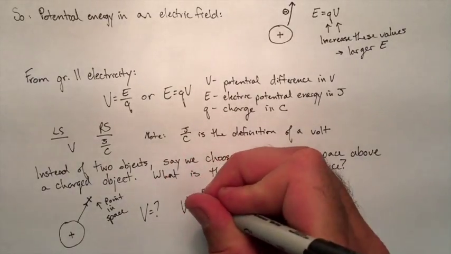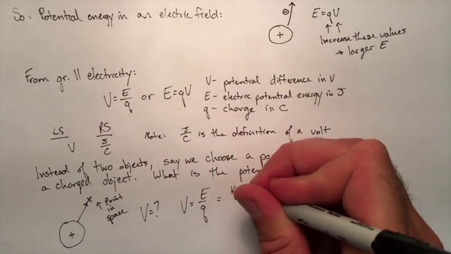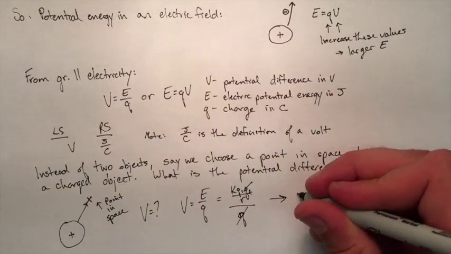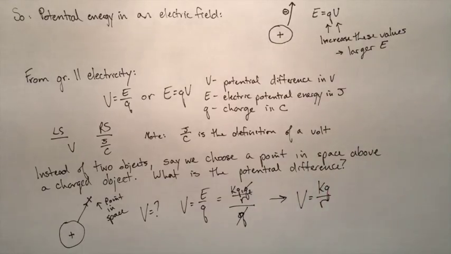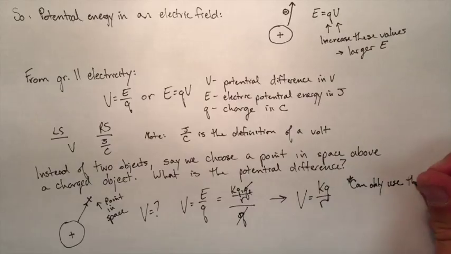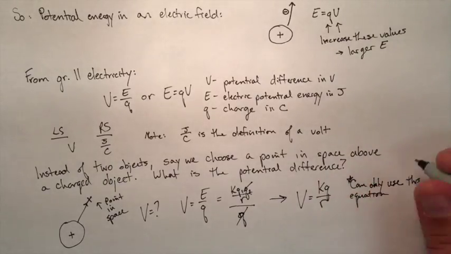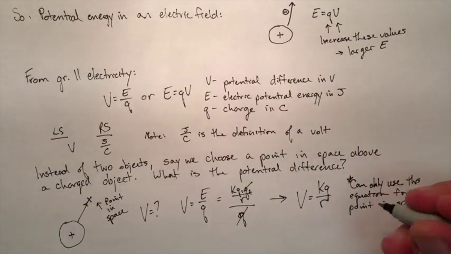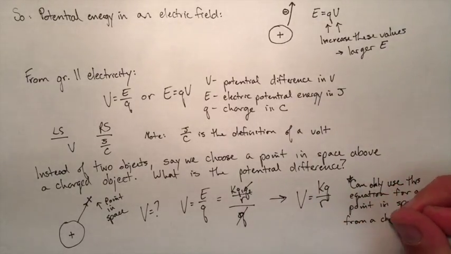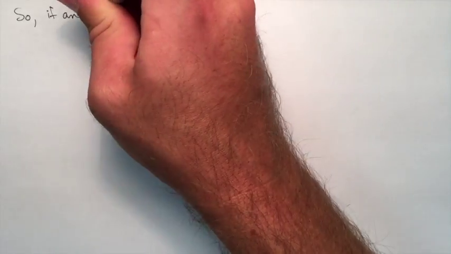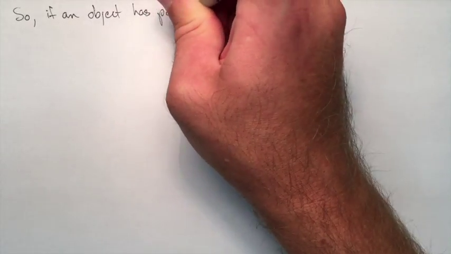Using our equation here where voltage is E over Q, and remember that energy in an electric field is kQQ over r. We do a simplification, and now we can calculate the voltage at any point. Voltage equals k, Coulomb's constant, times charge divided by r. And that would be the separation between the two, the point and the object. We can only use this equation for a point in space from a charged object. So we're dealing with one object and some chosen point in space. Only one object, no second object involved.